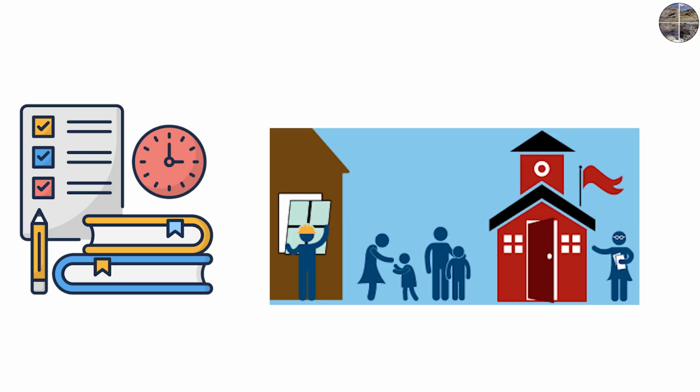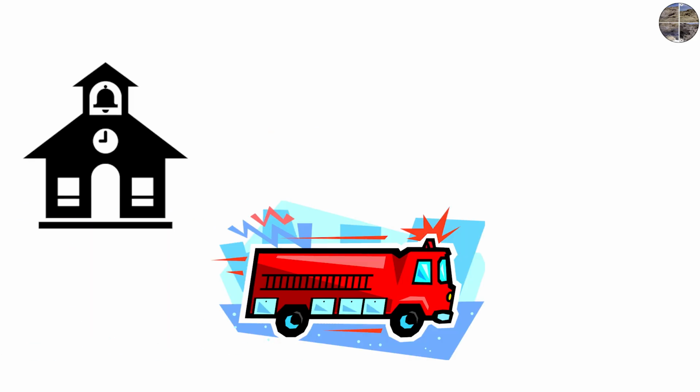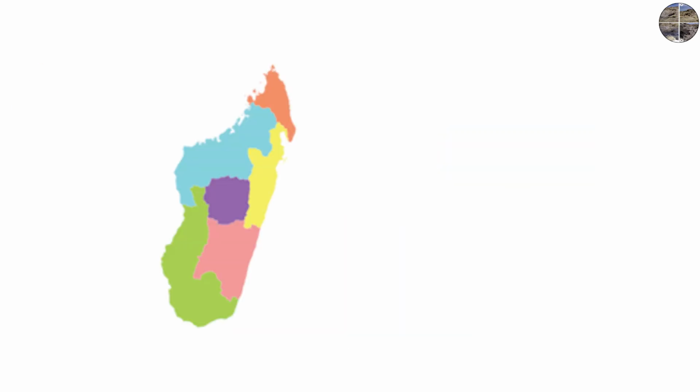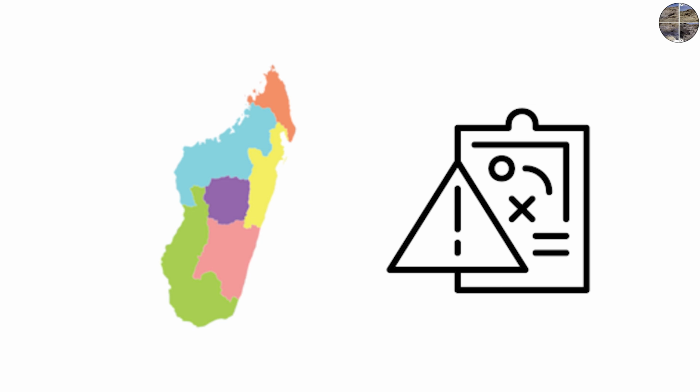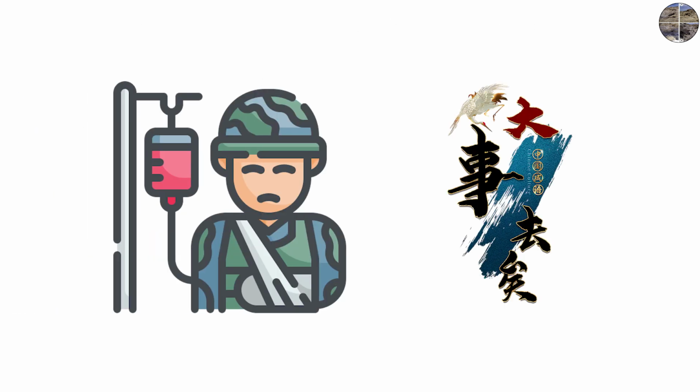Preparation also involves earthquake-resistant building codes, public education, emergency drills, and planning for rapid response. Regions with strong codes and well-rehearsed emergency plans tend to suffer far fewer casualties and recover more quickly after major events.